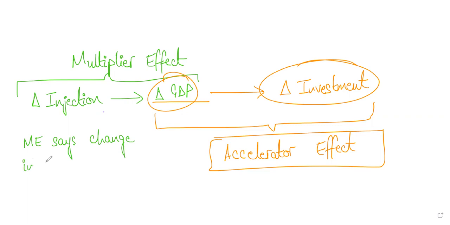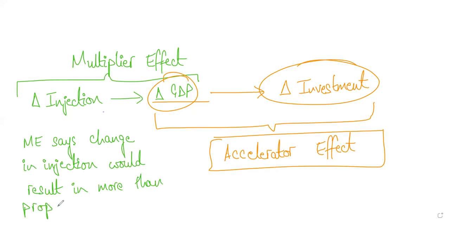Change in injection would result in more than proportionate change in GDP, more than, right? Is it making sense?